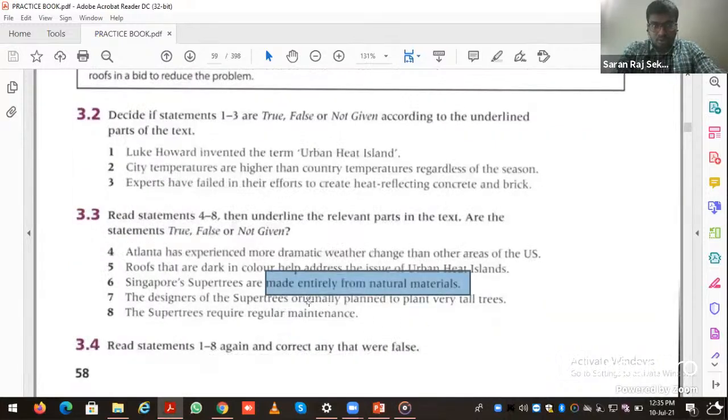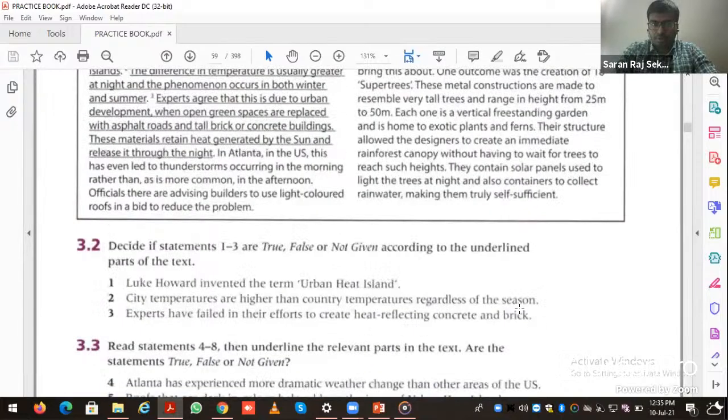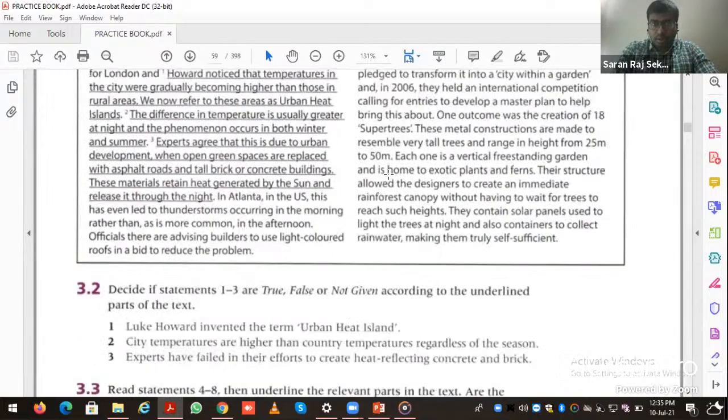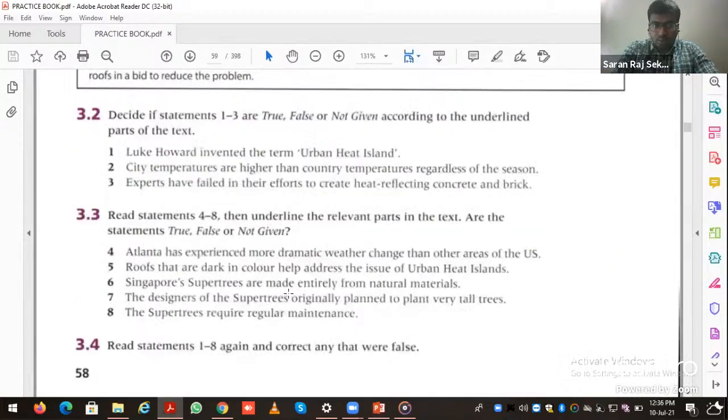And the seventh one: designers of the super trees originally planned to plant very tall trees. So the designers decided to originally plant very tall trees. Let's look for the word designers, because designers is our keyword. If you quickly skim through the passage, we have to read from here, where they are explaining how it looks. The structure allows the designers, yes, here. We have to read this sentence carefully: the structure allows the designers to create an immediate canopy without having to wait for trees to reach such heights. So here we found the word designers, but did they mention any information regarding that they originally planned?